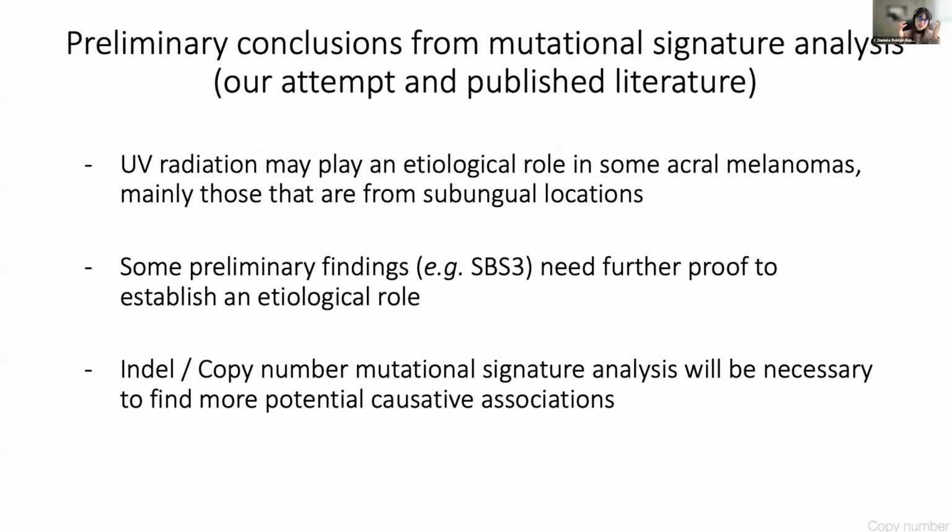well, we've learned something because both our study and the published literature show that UV radiation actually may play an etiological role in some of these acral melanomas, and these seem to be mainly those that are from subungual locations, meaning under the nails. So UV actually may play a role there, and we learned this from mutational signature analysis. Now, some preliminary findings need further proof to establish an etiological role, for example, SBS3, and we will need to also look at other mutational signature analysis tools, for example, indel copy numbers, to find more potential causative associations.